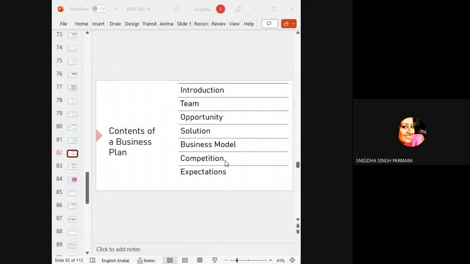What is the business model, as in how are you planning to make profits, to earn revenue. Competition, what's the competition in the market, what are their strengths, what are your strengths, what is their weakness, what is your weakness, what opportunities lie for them and what for you, what are the threats that they are facing and what are the threats that you are facing. So the SWOT analysis, comparative SWOT analysis, is to be done. Expectation.